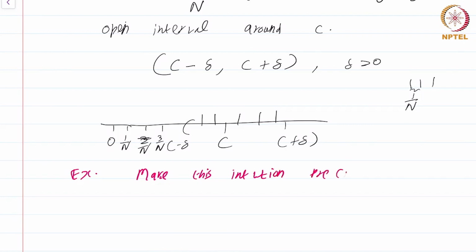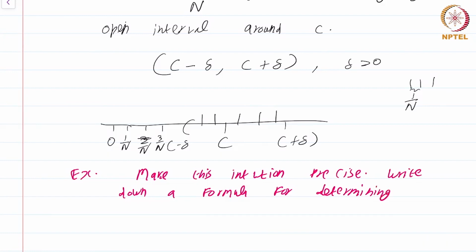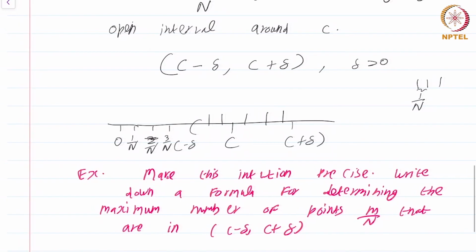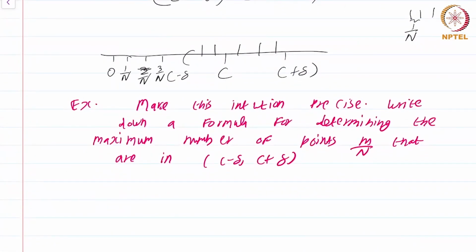In fact, a better exercise is to write down a formula for determining the maximum number of points m by n that are in (C minus delta, C plus delta). In fact, you can write a formula that tells you the maximum number of numbers of the form m by capital N that are in (C minus delta, C plus delta).